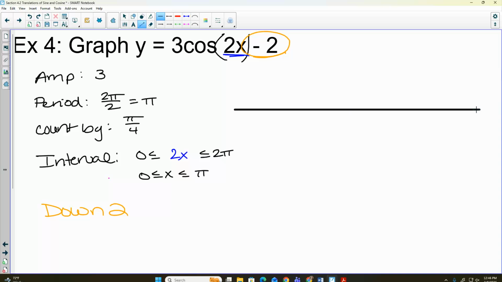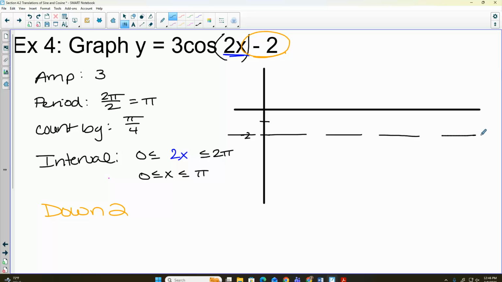So let's set up our graph. Here's what I like to do. I know my graph is going to go down 2. So I just go to -2 and I draw in a dashed line, just telling me this is the center of my graph now. I'm moving up and down around that -2. Okay, you don't have to draw in that dashed line, but it really helps me to have that visual, and I think it might help you as well.